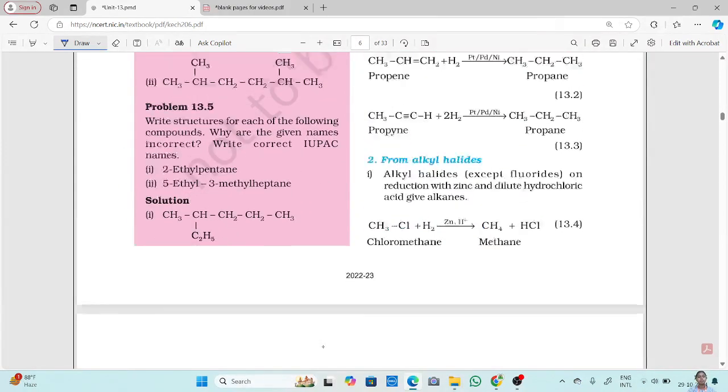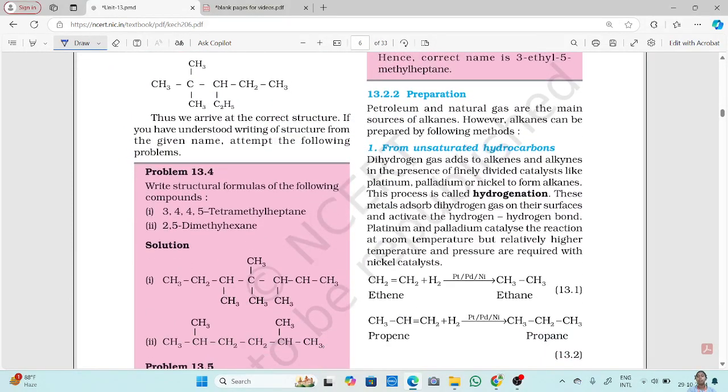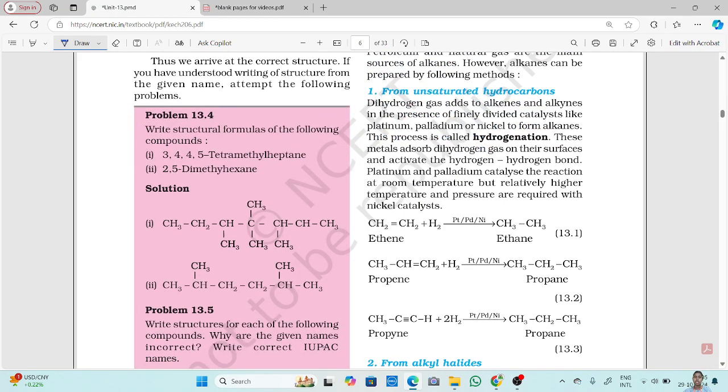Okay, now next is the preparation. How will you prepare alkanes? Petroleum and natural gas are the main sources of alkanes. However, alkanes can be prepared by the following methods also. Even though petroleum and natural gas are the main source of alkanes, you can prepare alkanes in the laboratory. First one is from the unsaturated hydrocarbons. Unsaturated hydrocarbons means all your hydrocarbons with a double or triple bond.